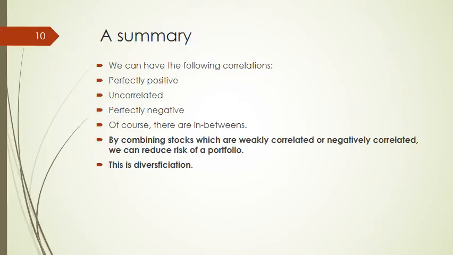So there are, in other words, in-betweens. We are not only dealing with situations where correlation is perfectly positive, perfectly negative, or there is no correlation at all. There are in-betweens. So what we can do, by combining stocks which are weakly correlated or negatively correlated, is reduce the risk of a portfolio. And this is what we call diversification.